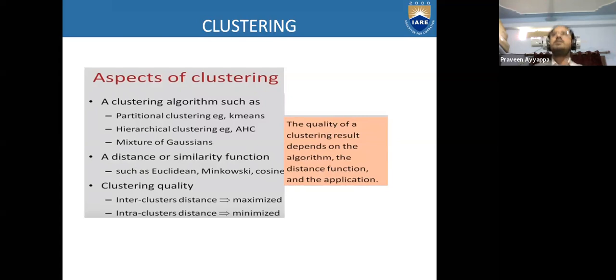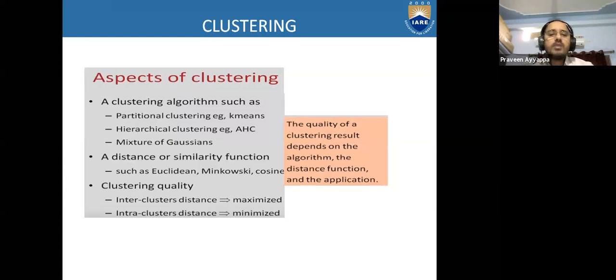A distance or similarity function is common for all these algorithms, where we need to find the distance between the different objects which are available in the same cluster, and the distance between the objects which are present in two dissimilar clusters. If you look into this point, we are going to calculate the similarity distance by means of three different formulas. The one is the Euclidean distance, the Minkowski distance, and the cosine distance.